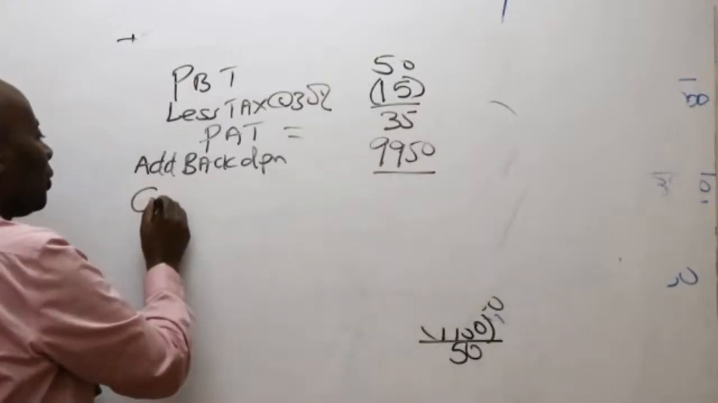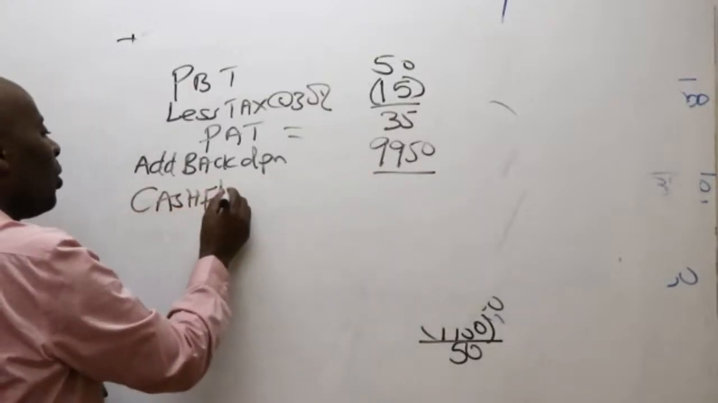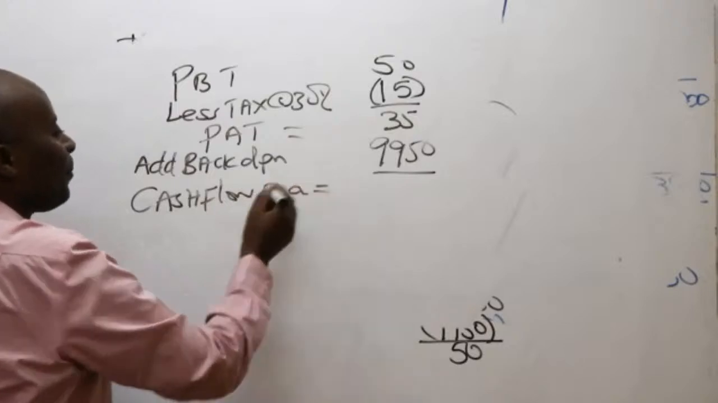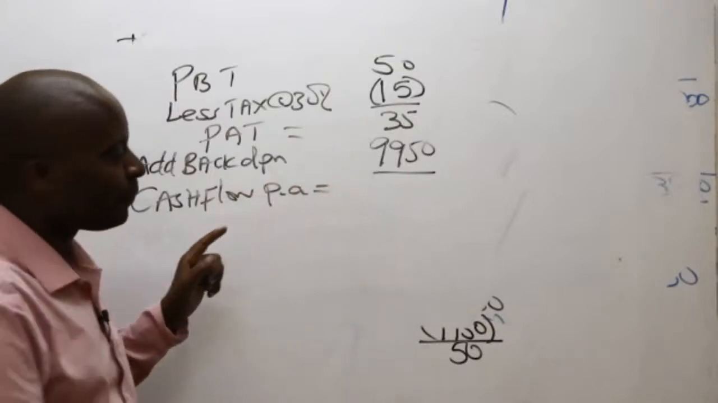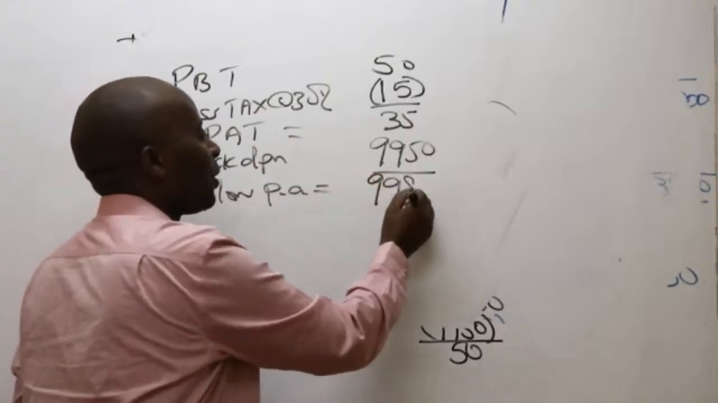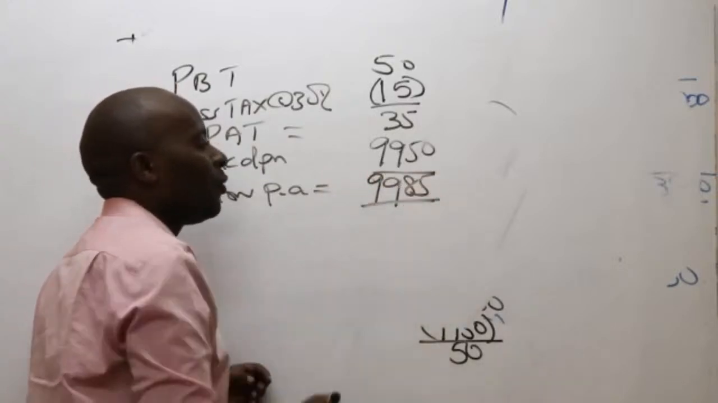So give us our cash flow per annum. So you add the two, you get 99? 85, thank you very much.